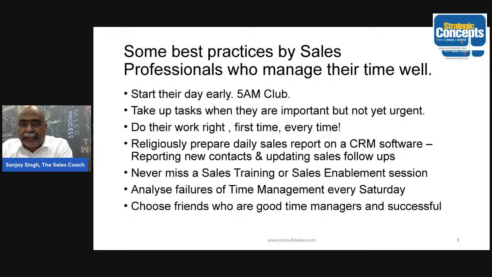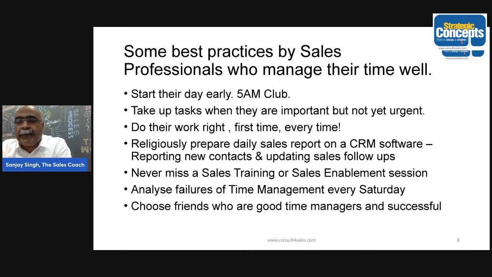My next best practice is to analyze failures of time management. Even if you're at fault, analyze failures. The day where you're not able to fulfill your daily plan, the day where you think you could have done better on time, analyze. Talk to yourself, ask yourself, how could I have managed this time better? And talking to yourself will help you a lot in your time management, friends.